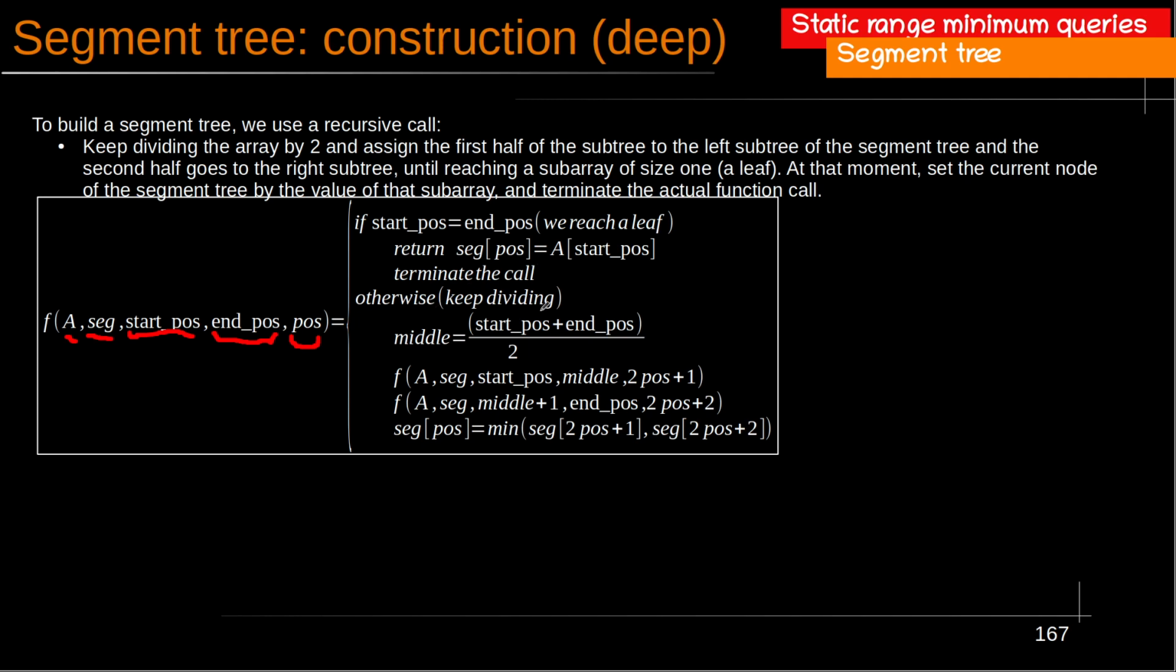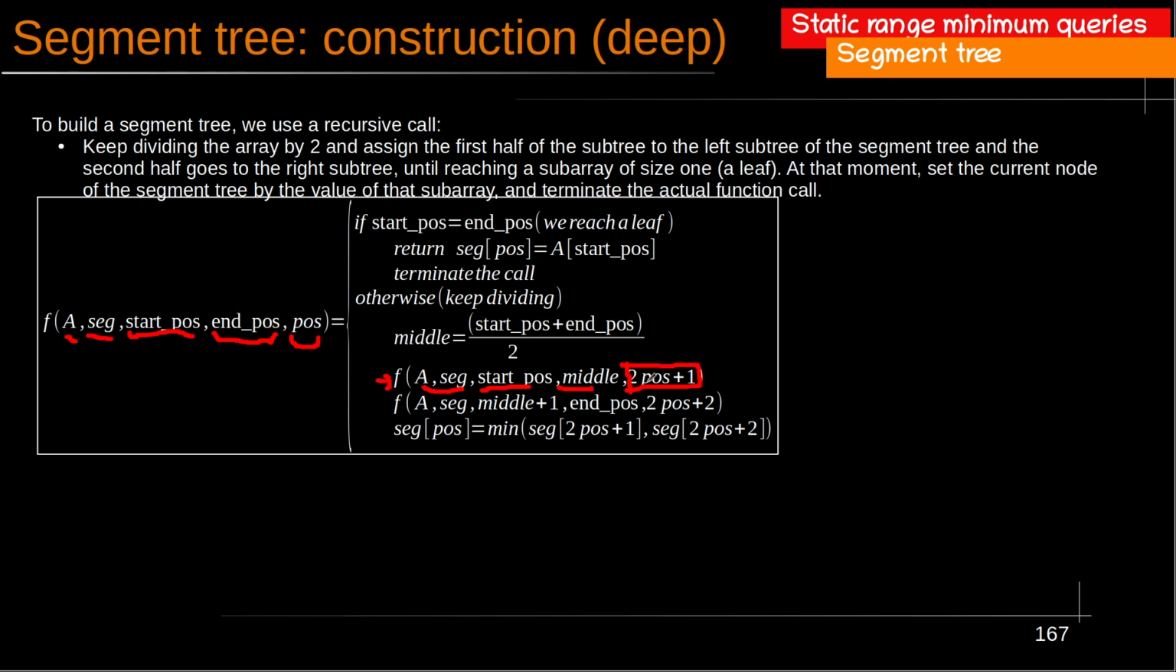Otherwise, keep dividing. We compute the middle, and we go to the left side from the same original array and same segment tree, but from the first part, from the start position to the middle. So we're going to put it at 2 times pos plus 1.